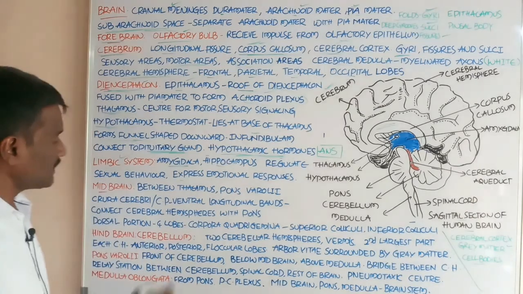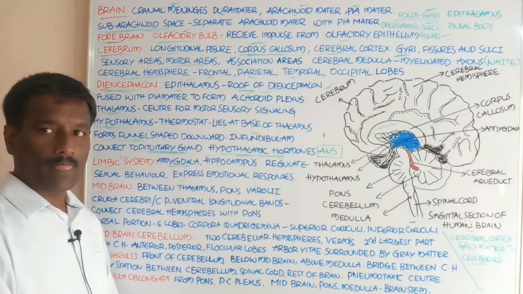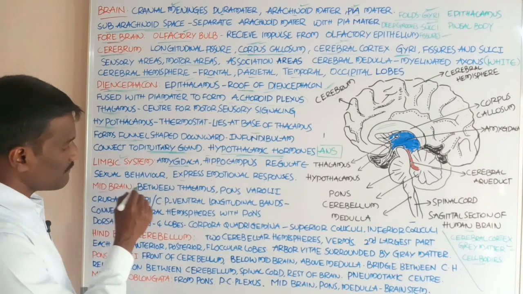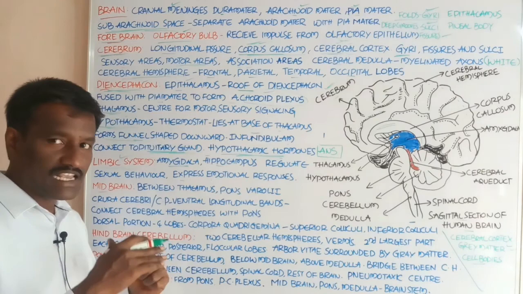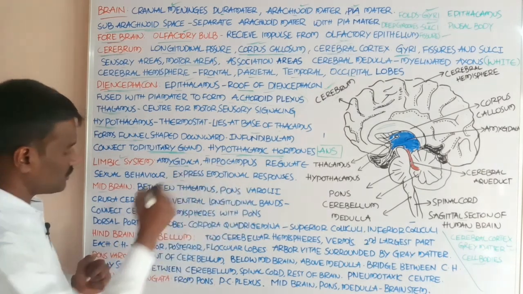Next, another one, the midbrain. What about the midbrain? The midbrain is between the thalamus and pons varolii.